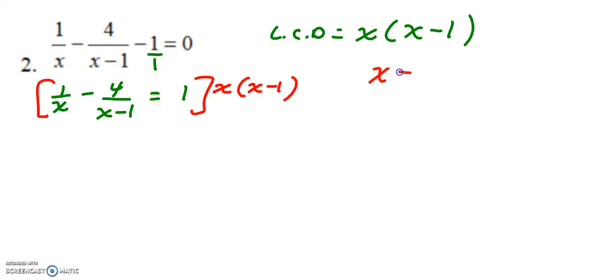Before I do that, though, let me make sure that I write down that x cannot be 0 and x also cannot be 1 in order for the denominators not to be 0.